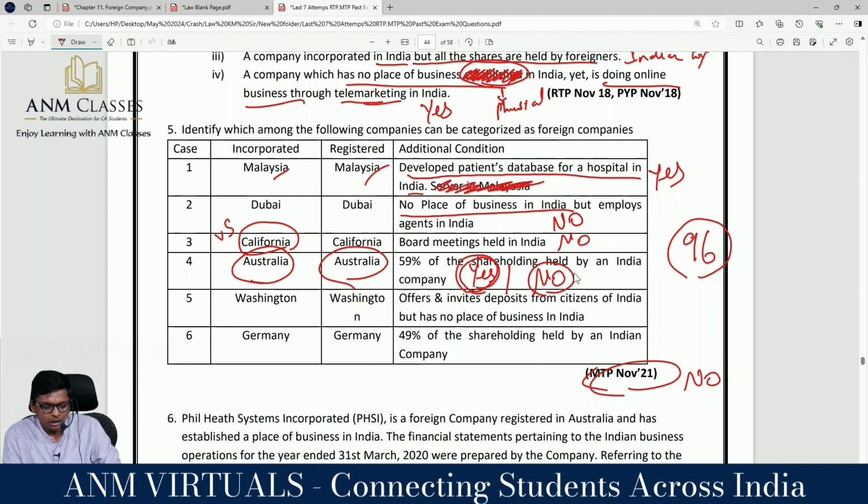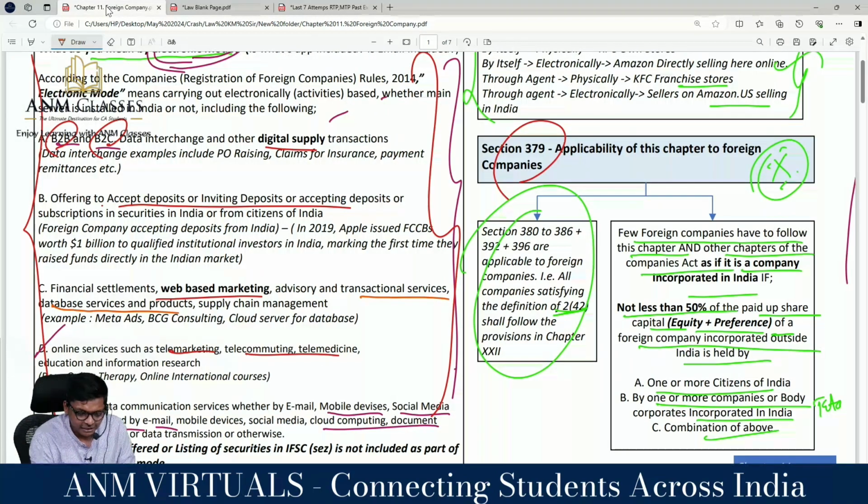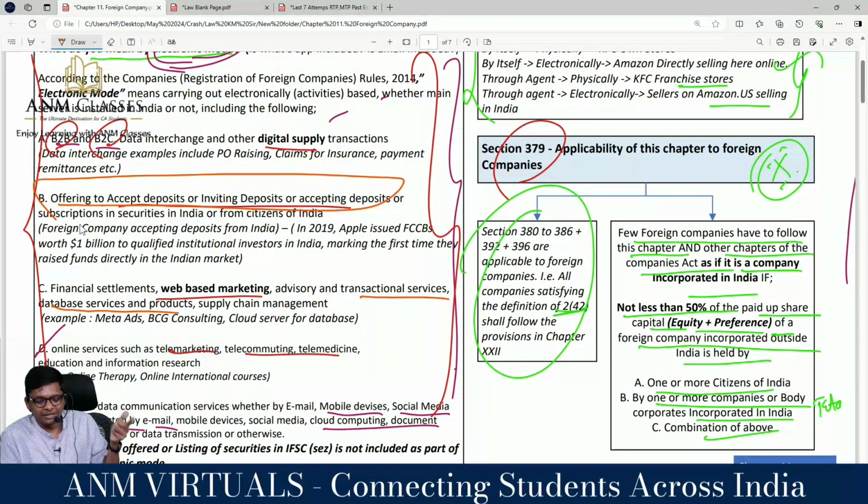Next. Incorporated in Washington, registered in Washington, offers and invites deposits from citizens of India but has no place of business in India. Is it a foreign company? No. Same thing, if it has place of business, then yes, because inviting deposits we saw in this point. But for this point to be applicable, it should be a foreign company under 2 subsection 42. Are you getting all the questions we are solving is just in this page? Are you getting it, guys?